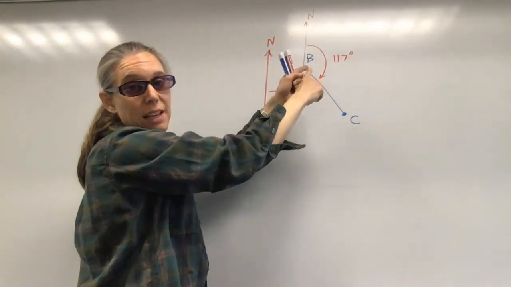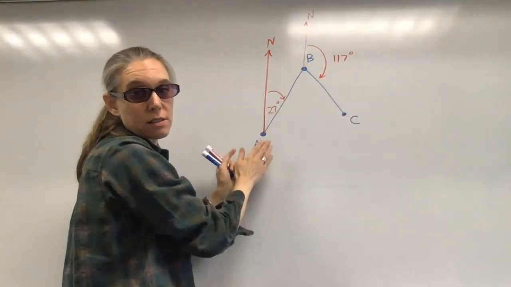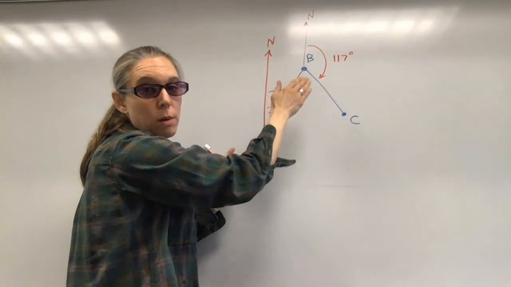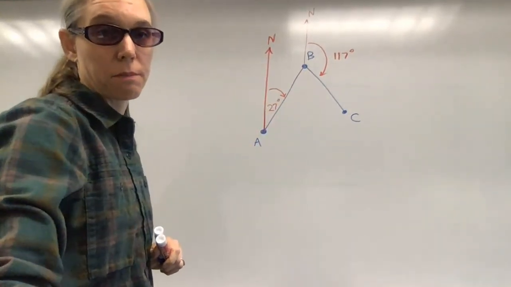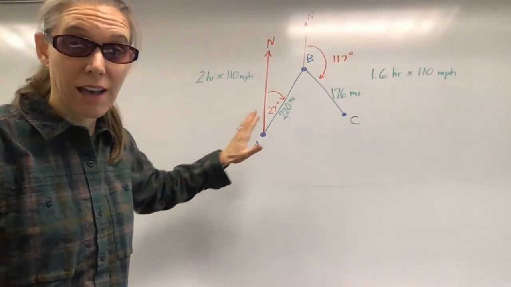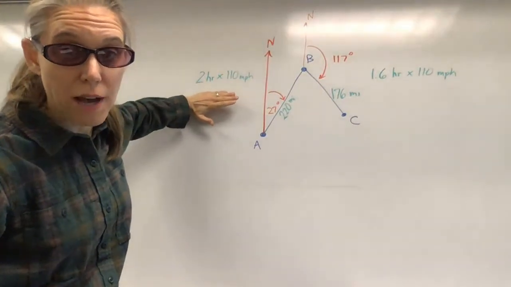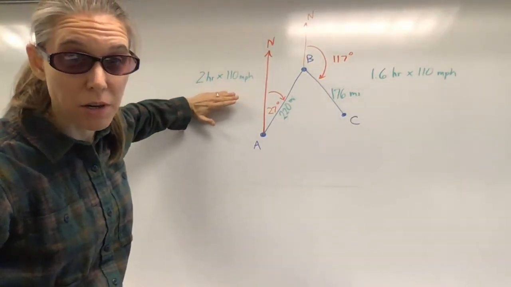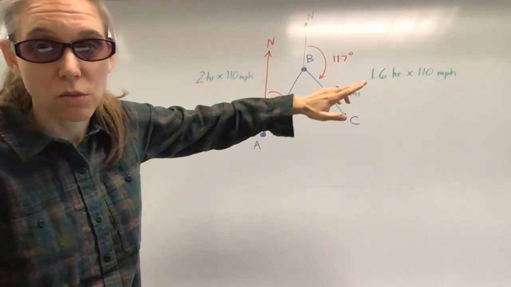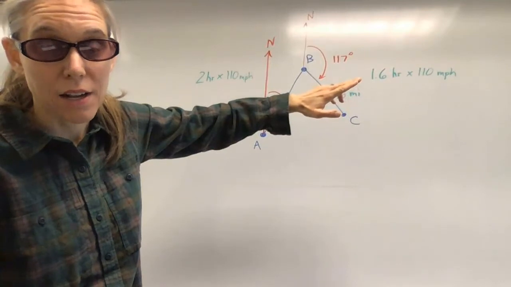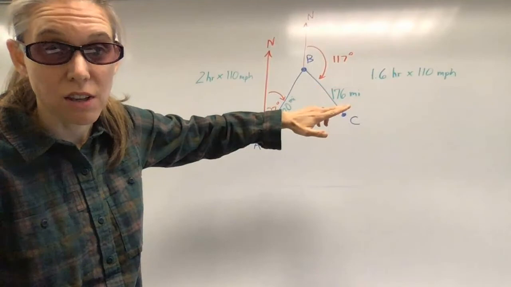And now my next segment, I drew this one a little shorter than the previous one because this is 2 hours and this is 1.6 hours. Next, in green, I've added some lengths here. Since the first part of the journey is 2 hours at 110 miles per hour, 2 times 110 is 220. The next part is 1.6 hours at 110 miles per hour, and multiplying those two numbers together you get 176.